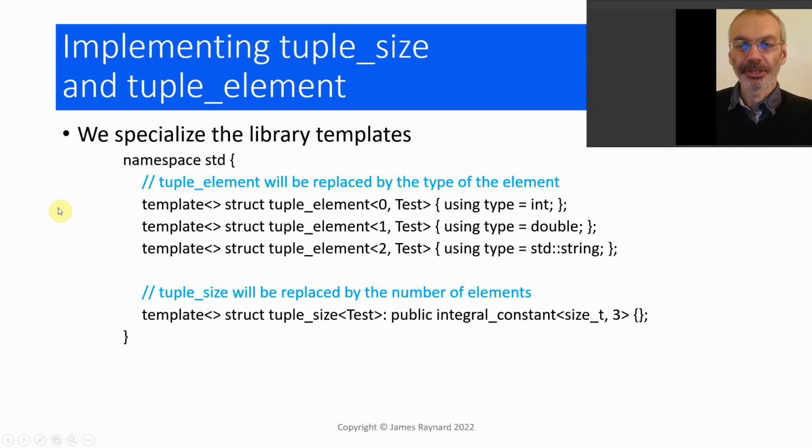So the code would look like this. For the tuple_size, we override the integral_constant, giving it a type size_t and value 3. For tuple_element with an index parameter, we provide the type that corresponds to the index parameter. So 0 corresponds to int and so on.